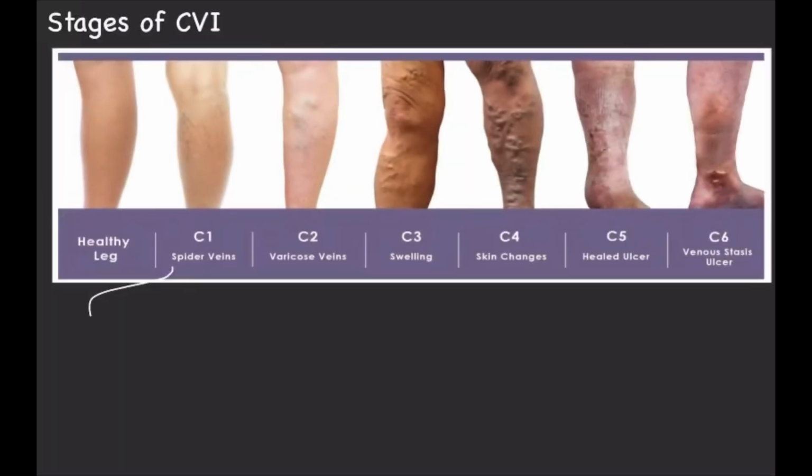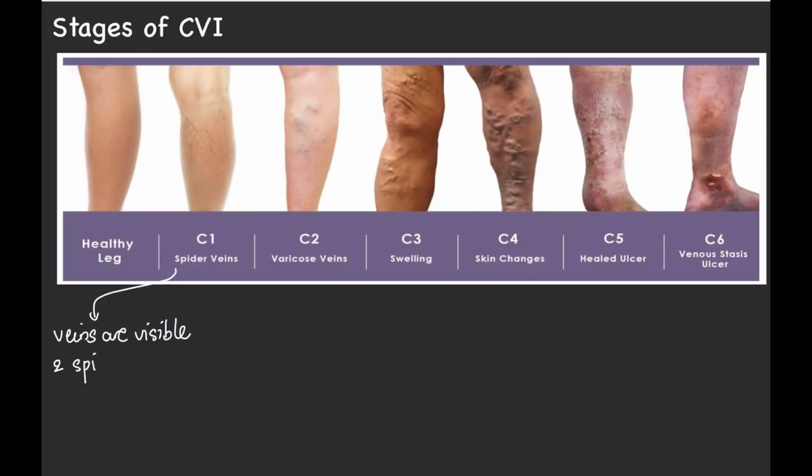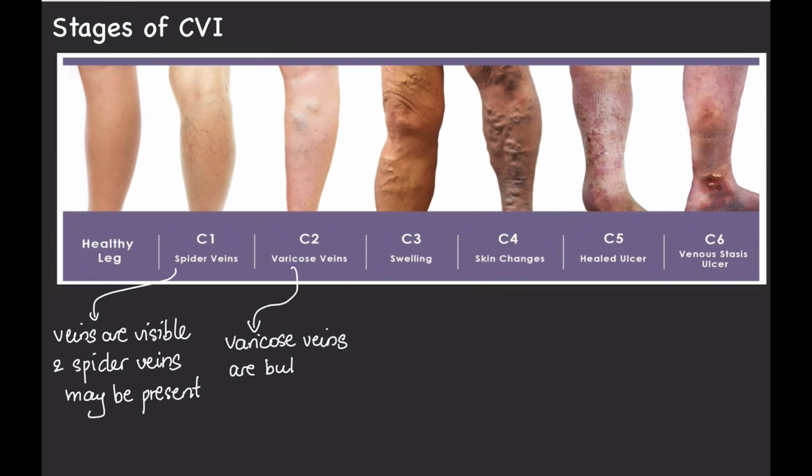In general, there are 6 stages that can be used to classify the progression of chronic venous insufficiency. In stage 1, veins are visible and spider veins may be present. This is where you first start to see signs of chronic venous insufficiency. In stage 2, there are varicose veins, which are bulging and swollen veins that appear to protrude from under your skin. In stage 3, there will be swelling in your legs due to retention of water in that area.